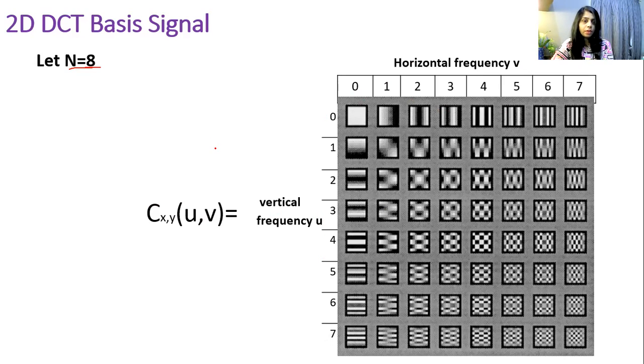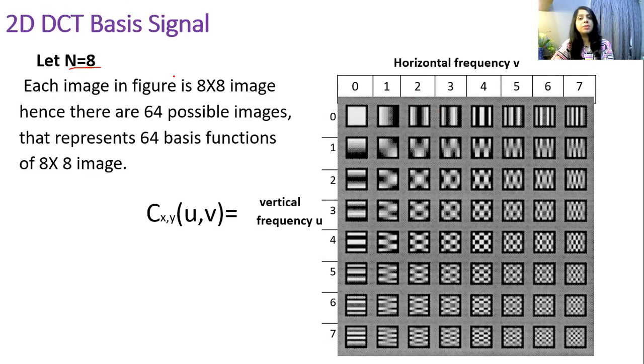Now each image in the figure is an 8 by 8 image. So every image is an 8 by 8 image. This particular image is for U equal to 0 and V equal to 0. That means if U and V are both 0, you will get this image. Now V equal to 1, U equal to 0, you will get this image, and so on.